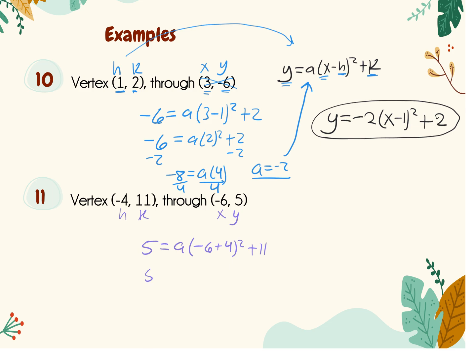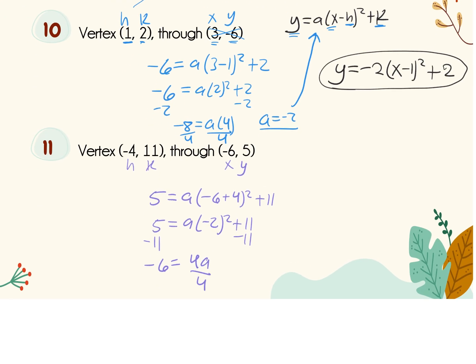All right, so then that's going to get us 5 equals a times -2 squared plus 11. We can subtract 11 on both sides, and then you're left with -6 equals a times -2 squared, which is going to be 4a, right? -2 times -2 is 4. And then divide both sides by 4, and then you get a equals -6 over 4, which you can simplify, right? Divide the top and the bottom by 2, and then I get a equals -3 over 2.